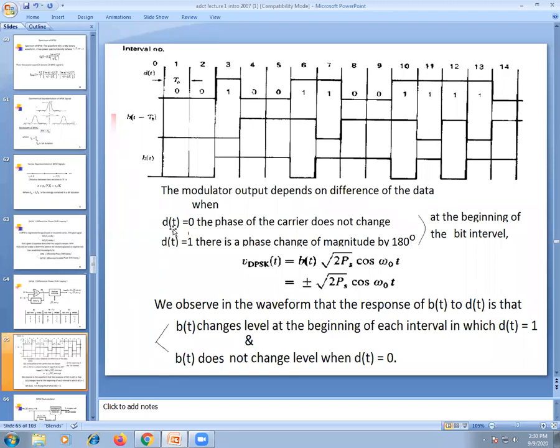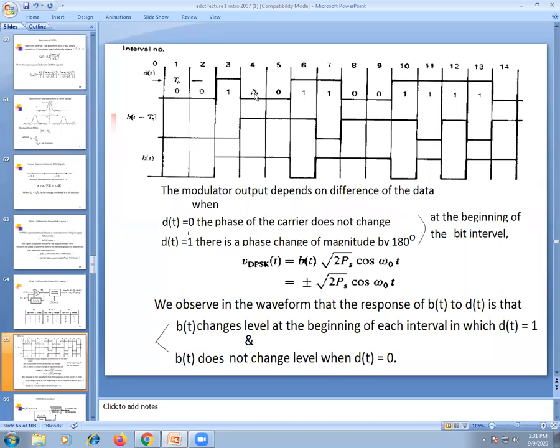Let us examine this waveform. When d(t) is equal to 0, what happened? b(t) doesn't change its phase. So again, d(t) is equal to 0, b(t): no change. If d(t) is equal to 1, there is a phase change. The phase change means the change of low level to high level.